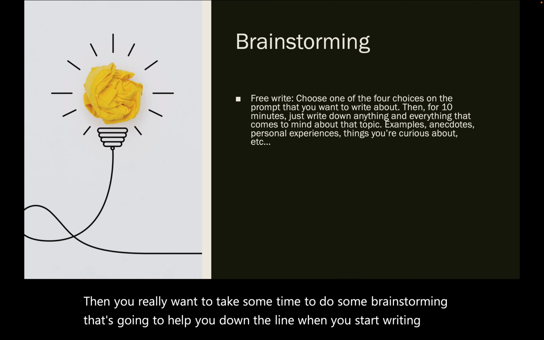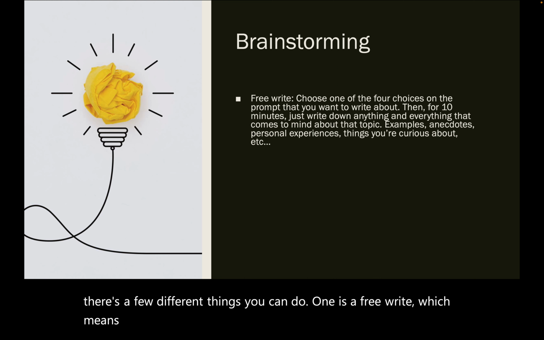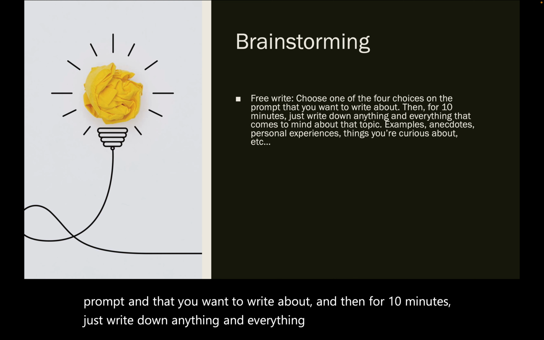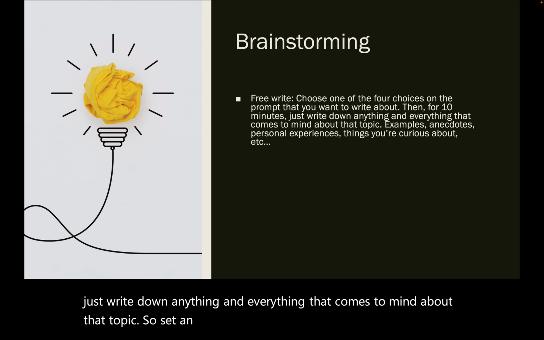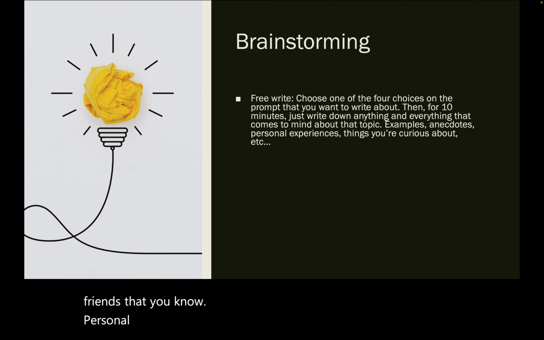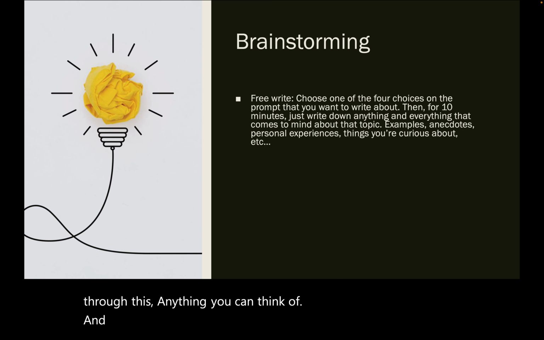So there's a few different things you can do. One is a free write, which means choose one of the 4 choices that are on the prompt and that you want to write about. And then for 10 minutes, just write down anything and everything that comes to mind about that topic. So set an alarm on your phone and just write down anything, examples from your own personal life, anecdotes from friends that you know, personal experiences, things you're curious about, questions you have, people you might quote from, celebrities you know that have gone through this, anything you can think of. And that just gives you a starting point.